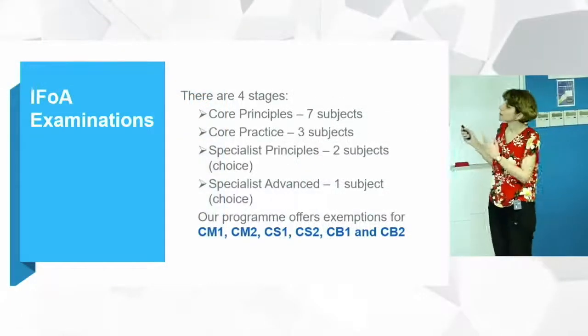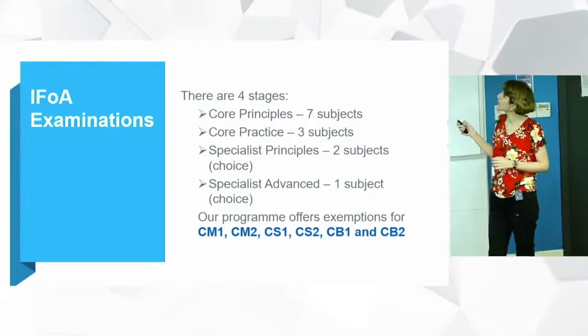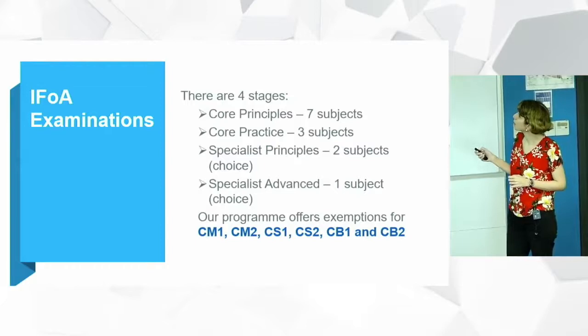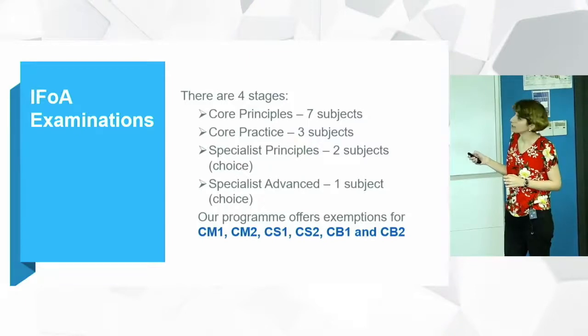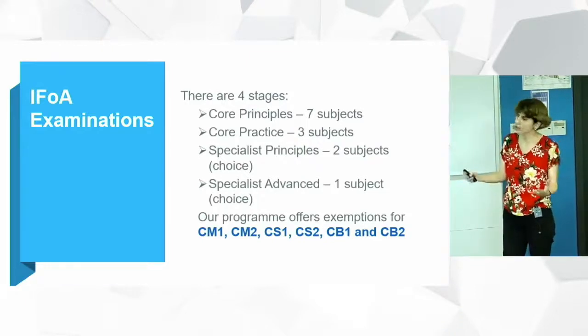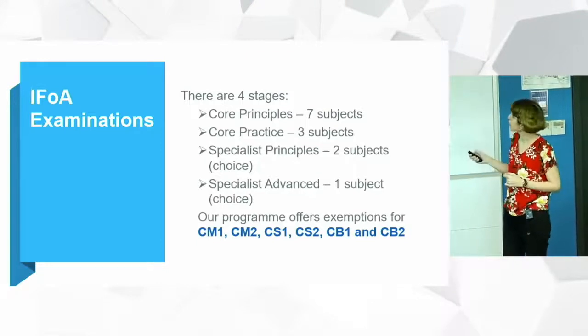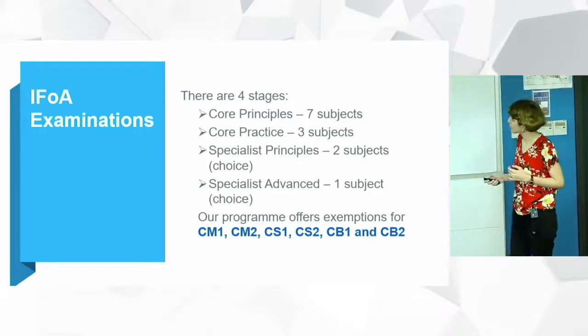And these are IFoA examinations. So we have core principles, with 7 subjects. We have 3 subjects on core practice, then 2 subjects on specialist principles. There is a list of subjects, but you just need to choose 2 out of those. And also 1 subject for specialist advanced. So this is the path to becoming an actuary.